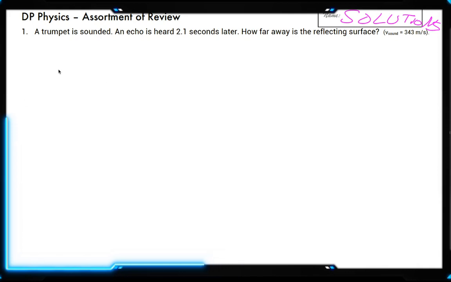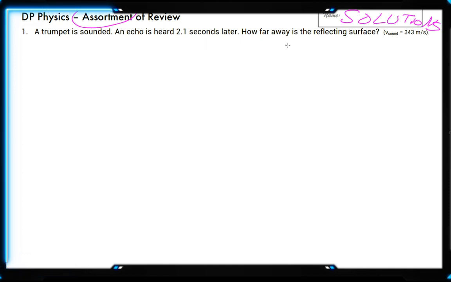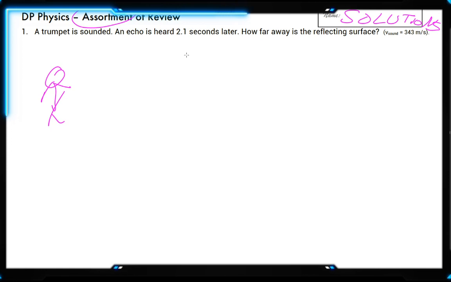Okay, let's give this assortment of review problem set a try. So a trumpet is sounded, it echoes sometime later. So let's draw the model of this. Here's a person playing a trumpet. They send out a sound wave.